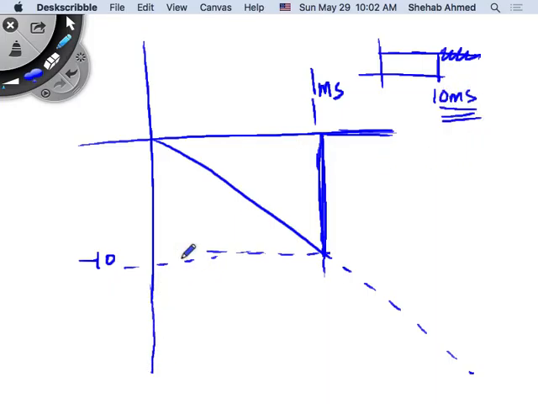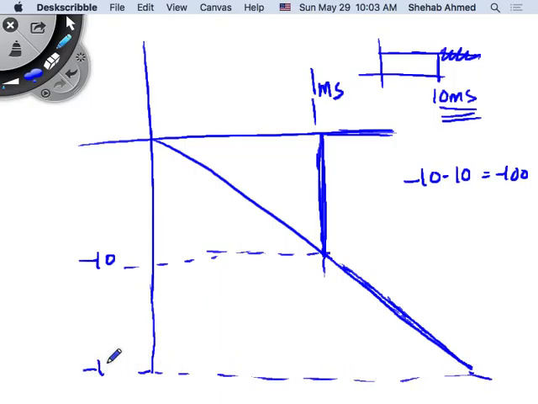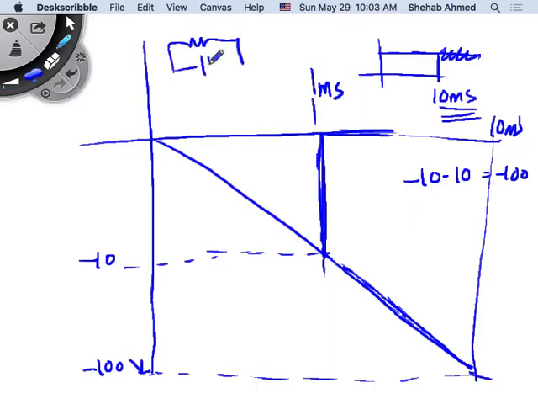This pulse is at 10 milliseconds. If it was without the resistor, this will continue across the straight line to minus 100. It's minus 10 times 10, which is going to be minus 100. So this will go to minus 100 volts at 10 milliseconds. Also, if I have my resistor in the feedback, and I keep the pulse for 10 milliseconds, what will the output be?